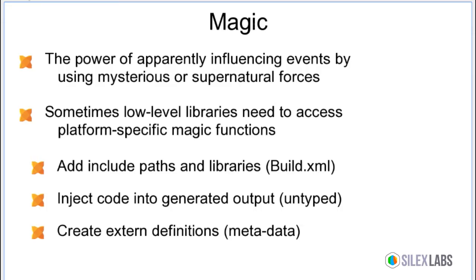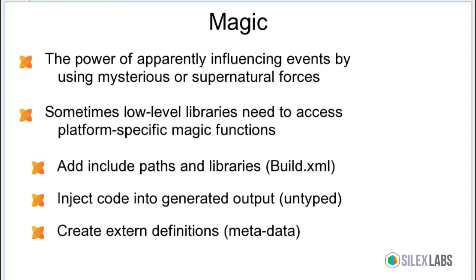There are two definitions of magic here. First is from the dictionary and the second is from the Haxe website. Since I haven't worked out how to use supernatural forces, I'm going to be using the second definition. Magic is mixing the Haxe code with the non-Haxe code to take advantage of the native system.